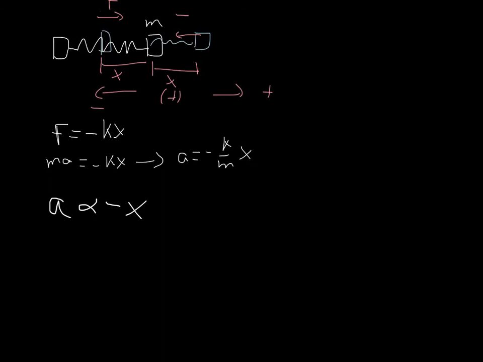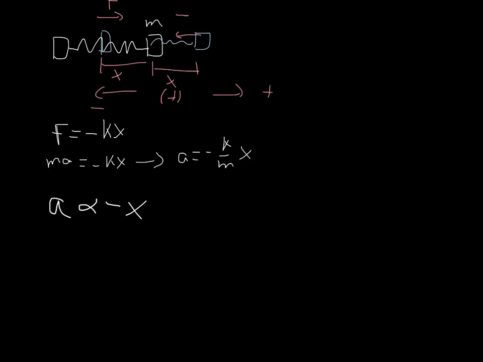That's the only thing that defines simple harmonic motion. All the other things that I've told you before about the period and so on, these are consequences of this. So again, if the acceleration is directly proportional to negative x, then I have simple harmonic motion. Otherwise, I may have an oscillation, but I don't have simple harmonic motion.